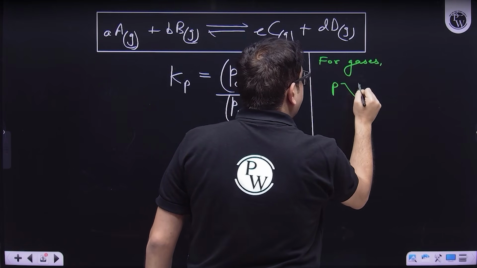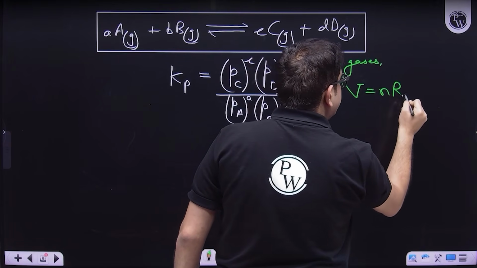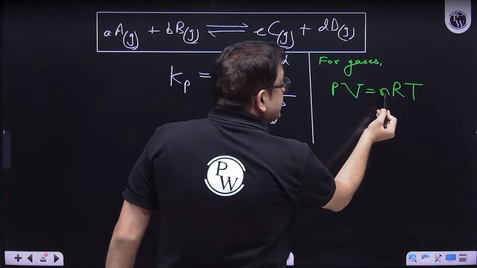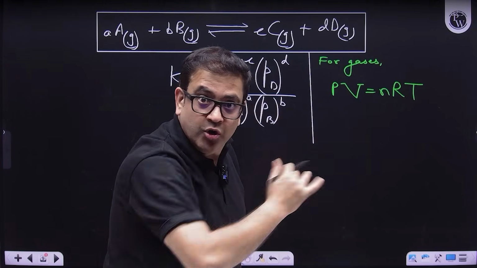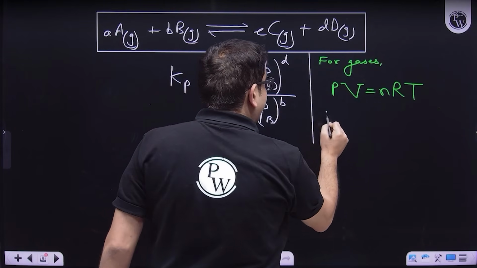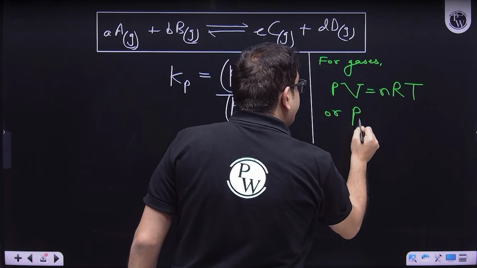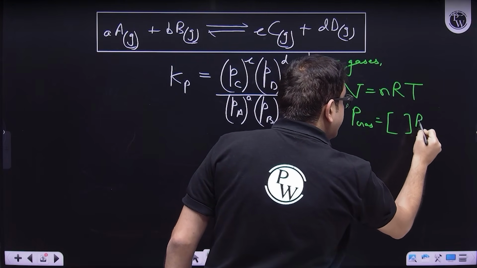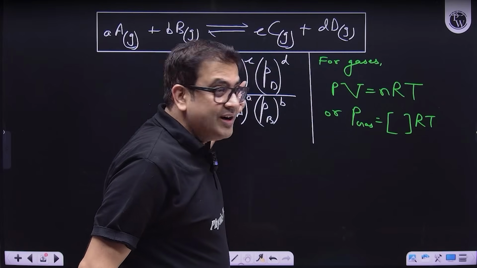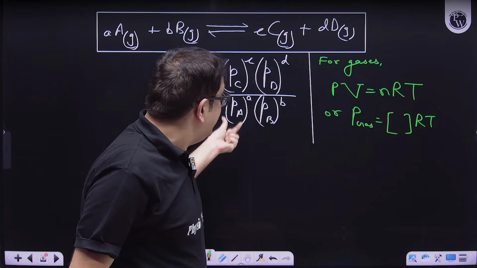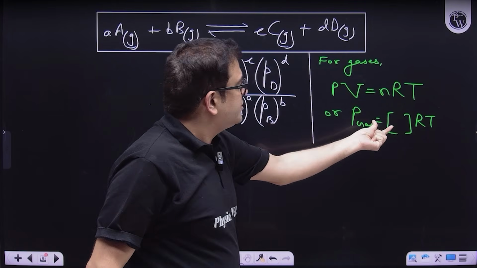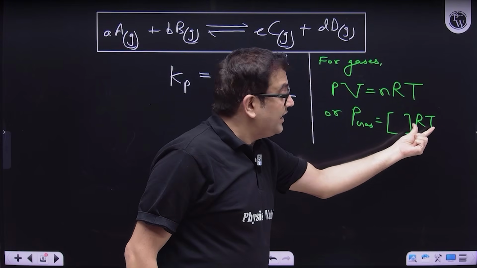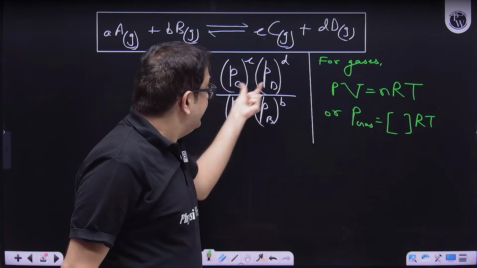Pressure into volume of gas is equal to moles of gas into the universal gas constant into temperature in Kelvin. This number of moles upon volume, sir, is the concentration, the molarity. So I can say the pressure of any gas is equal to its concentration into RT. So can you relate the partial pressure of C, D, A and B? Yes, sir, with the concentration into RT. Again the concentration came, and RT will be coming in with all the gases.